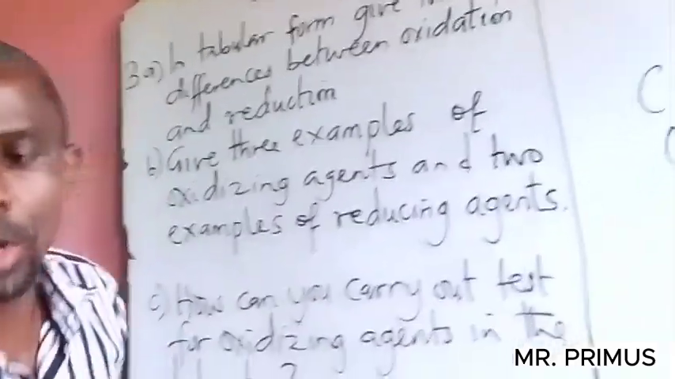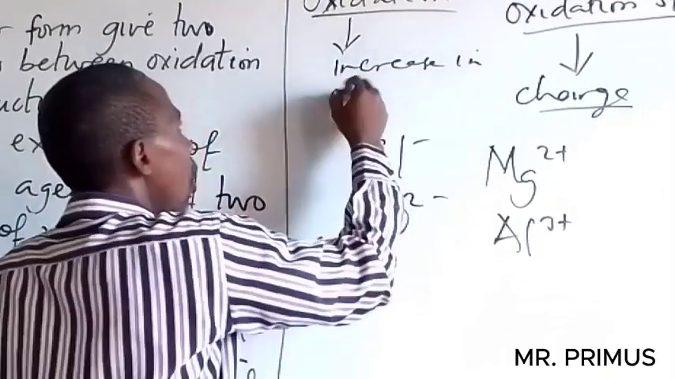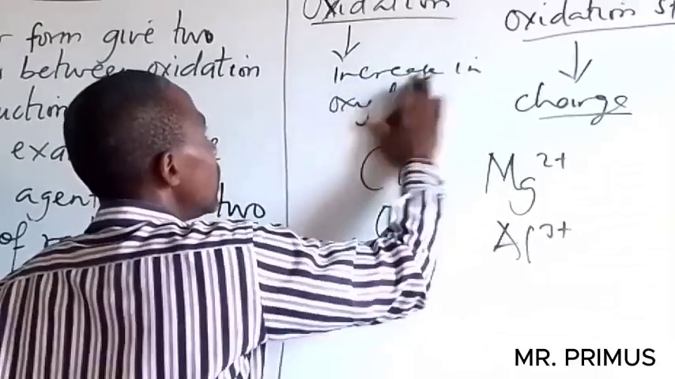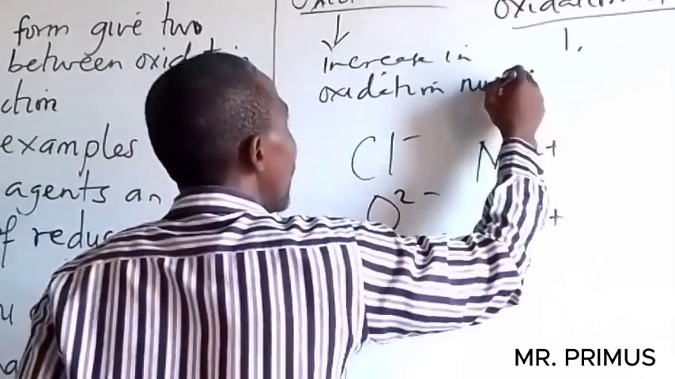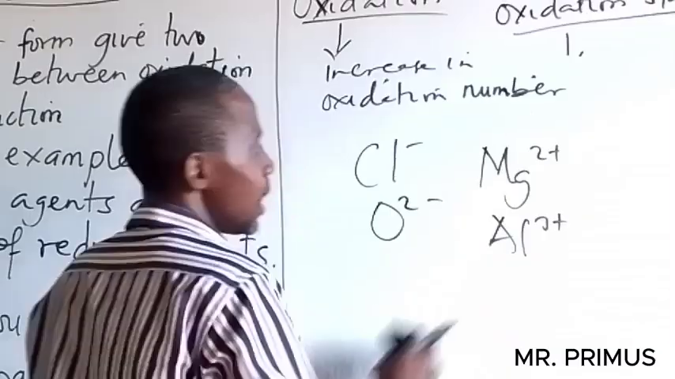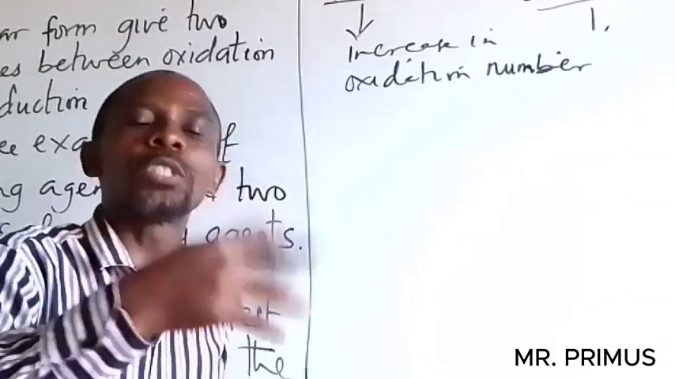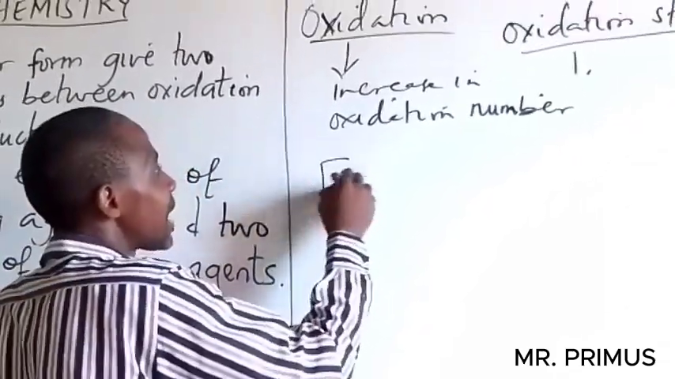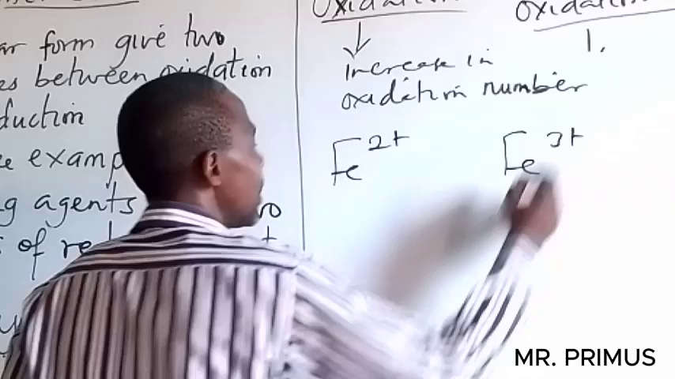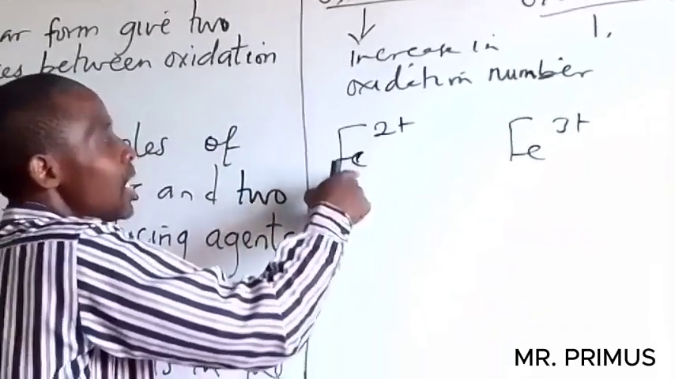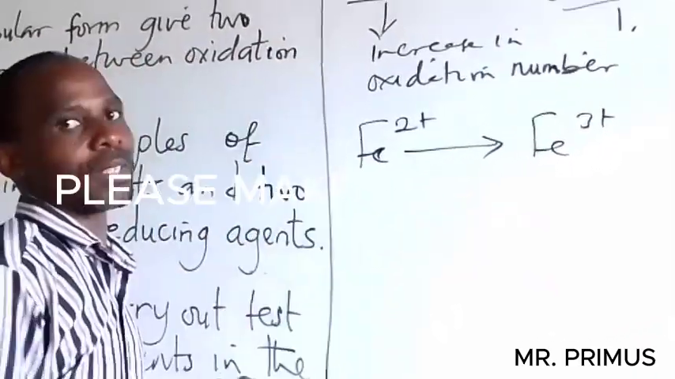So now, what is oxidation? Oxidation simply means increase in oxidation number. Increase in what? Oxidation number. So if you have a metal, mainly the transition metals have variable oxidation states. A transition metal like iron, we have the iron(II) ion and the iron(III) ion. When the oxidation state increases from iron(II) to iron(III), we say oxidation has taken place.